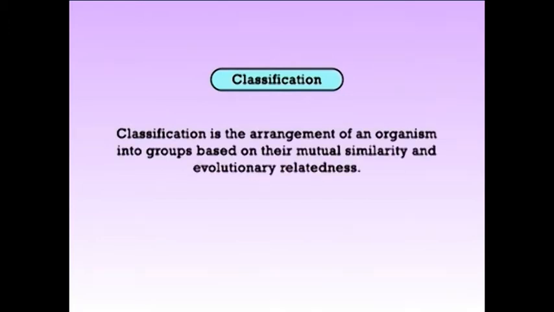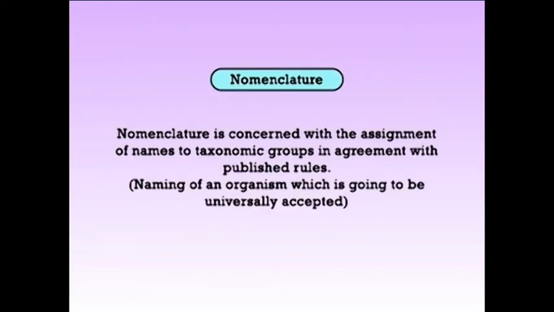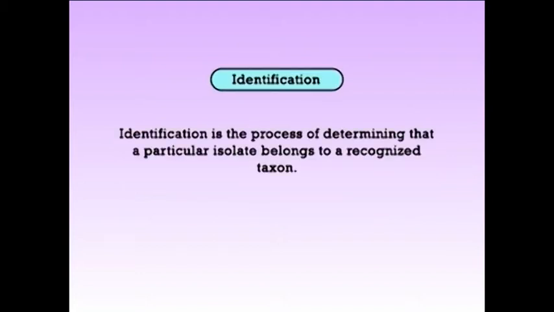Classification is the arrangement of organisms into groups based on their mutual similarity and evolutionary relatedness. Nomenclature is concerned with the assignment of names to the taxonomic groups in agreement with published rules. In short, we can say it is just the naming of an organism which is going to be universally accepted. While identification is the process of determining that a particular isolate belongs to a recognized taxon.